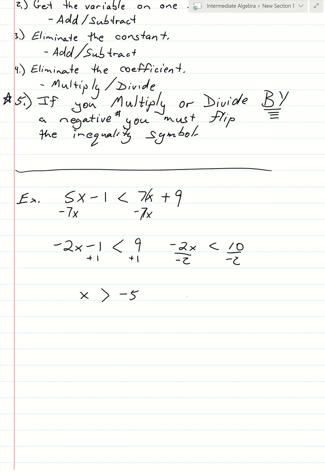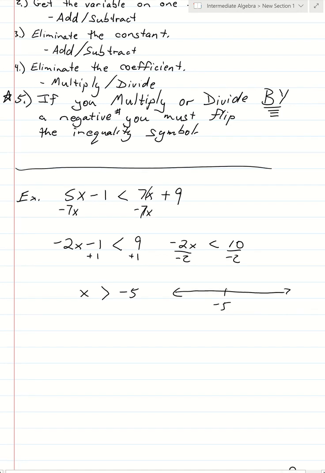So let's represent this on the number line. Here is the negative 5. I'm going to use an open circle because negative 5 is not part of the solution. Greater than negative 5, that occurs to the right. So there's the shading on the number line.